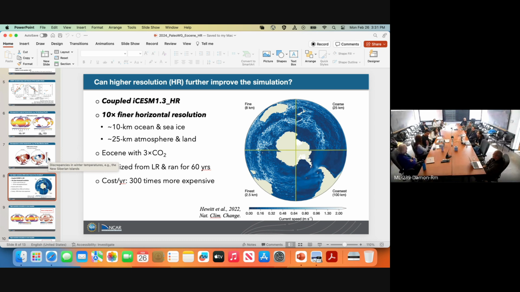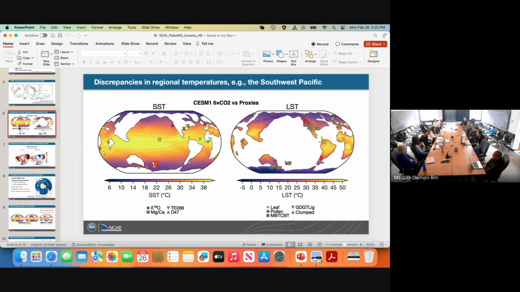I have a question, which is, have you had time to recreate that proxy model output comparison with the red and green outlines for the proxies with your high resolution run? And if you did, does resolution alone resolve a lot of those discrepancies, or are there additional things we should consider? Yeah, thanks for the question.